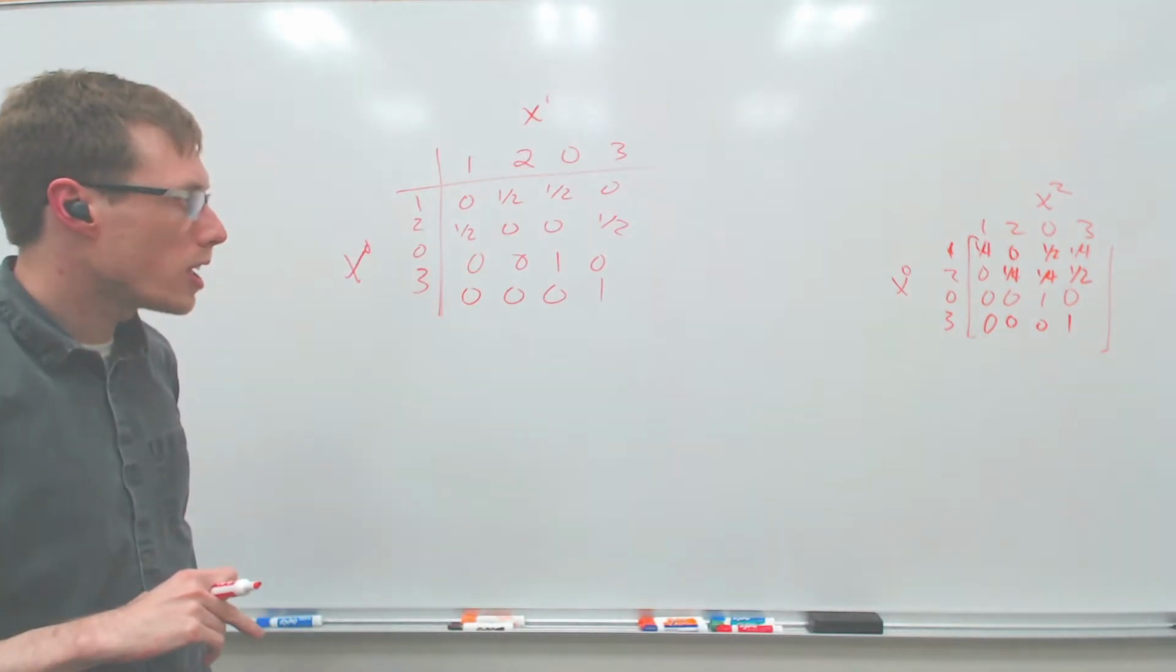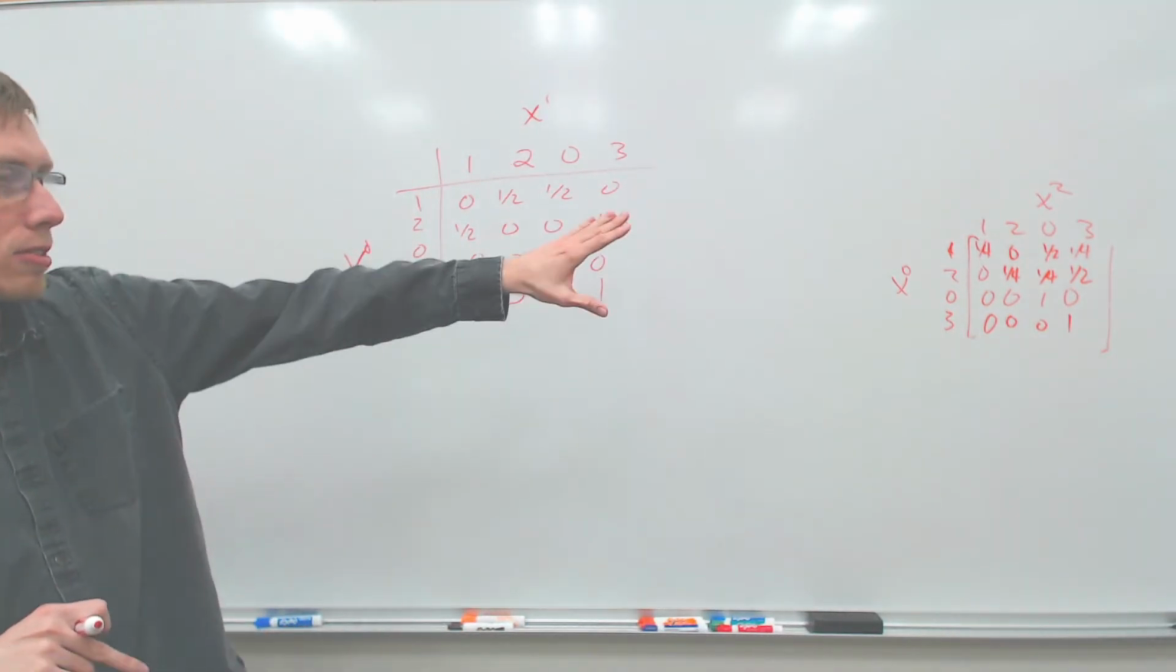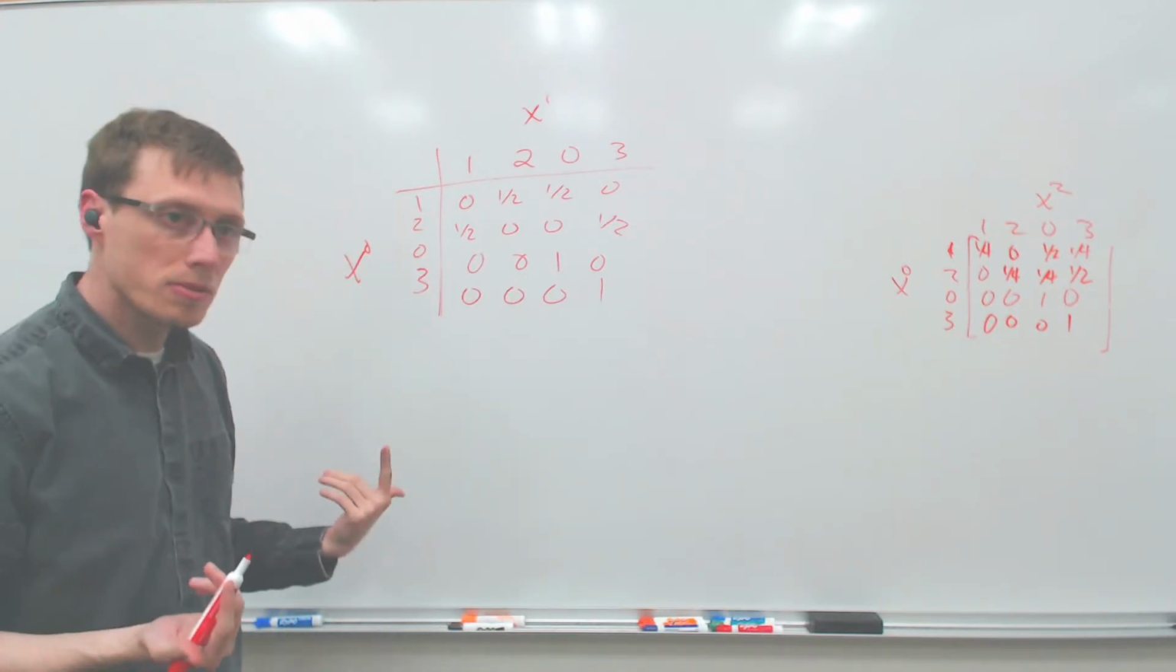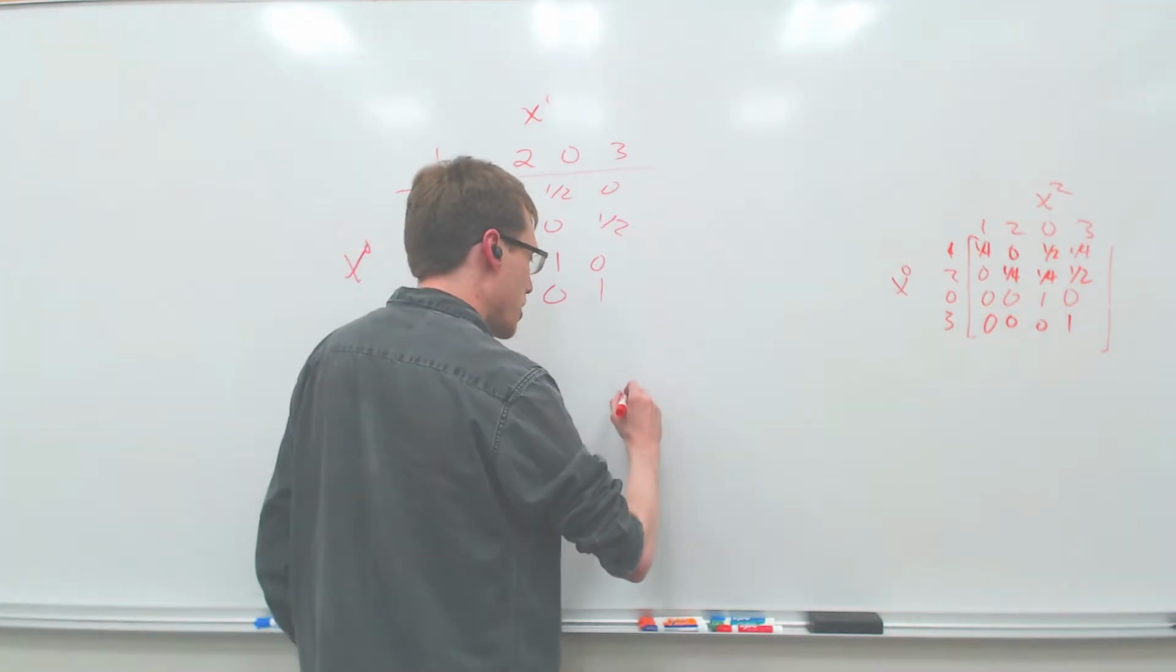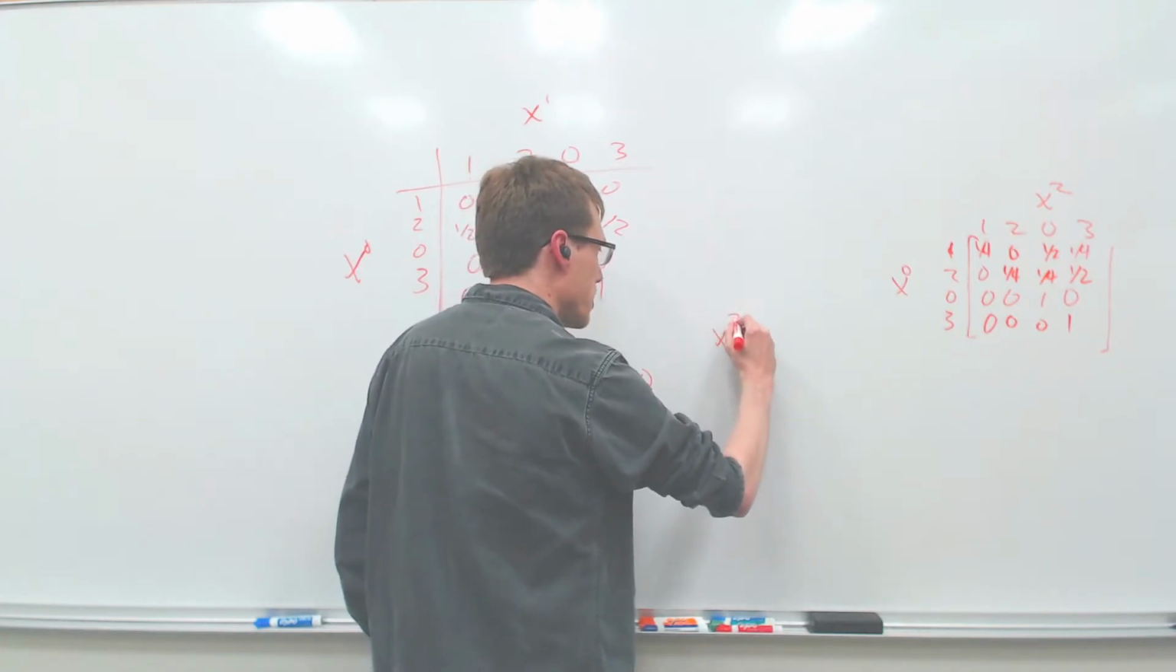Let's do it one more time. Let's get it from X0 to X3, and we should see a pretty strong path. All right. X3.